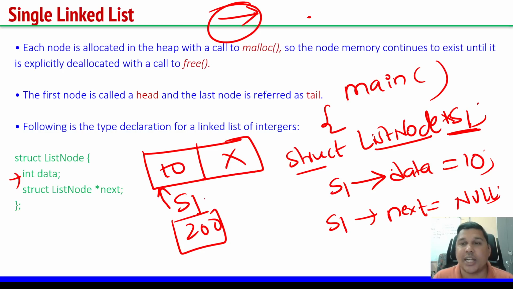If I ask S1 hyphen data, it will give me 10. S1 of next will give me null. Okay. So this way we try to create one node in the program. But now, what if I want to create multiple nodes? What if I want to create multiple nodes?